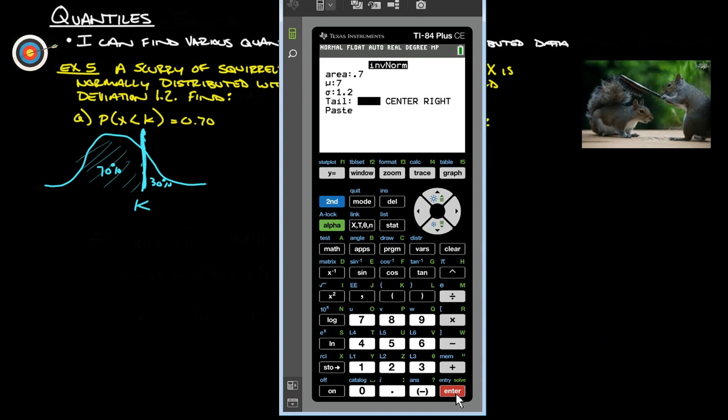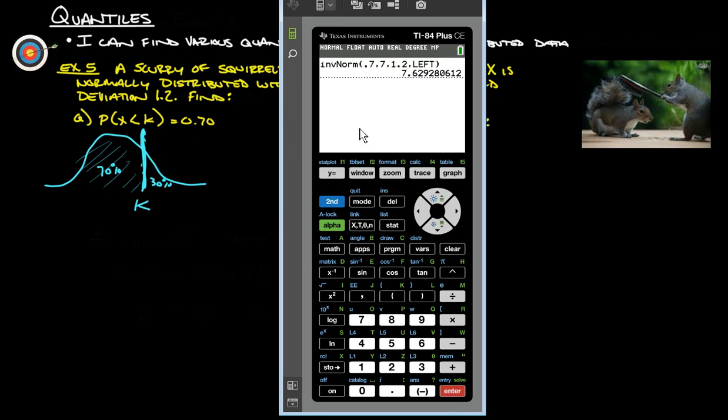And then tail: left, center, or right. This is kind of nice, because this is asking us which piece we want. We want the left part, at least I believe that's what that is, because I have not seen that before. But anyway, we'll just leave everything on the left. We'll do this same thing on the TI-83 also if you don't have this here.